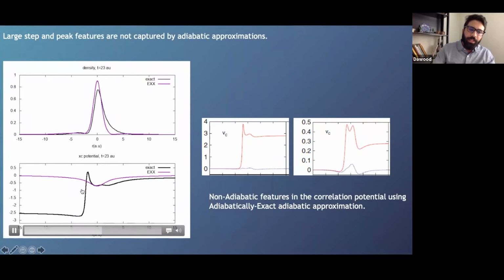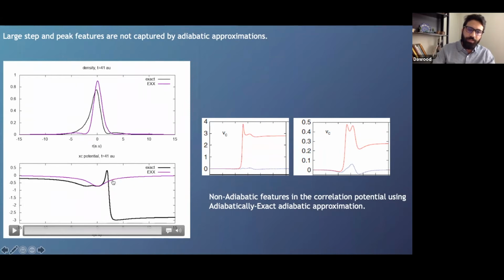And as you can see, in the XC potential there is this feature that is completely absent from the adiabatic approximations, which consequently leads to the wrong dynamics for the density and for the dipole oscillations. And even for adiabatic approximations that are adiabatically exact, meaning that once you account for the non-locality in space, there are features that are completely absent from those approximations.